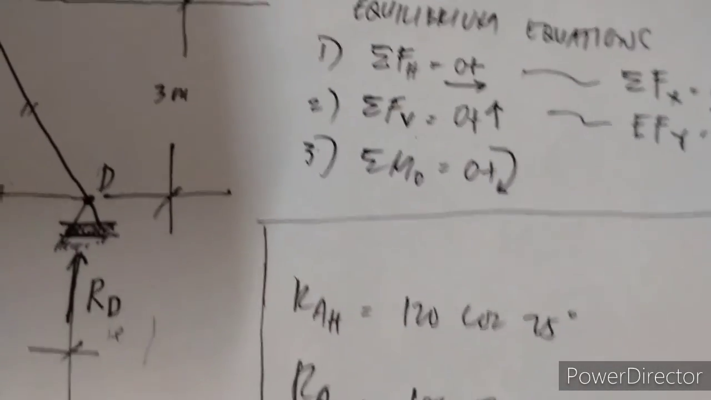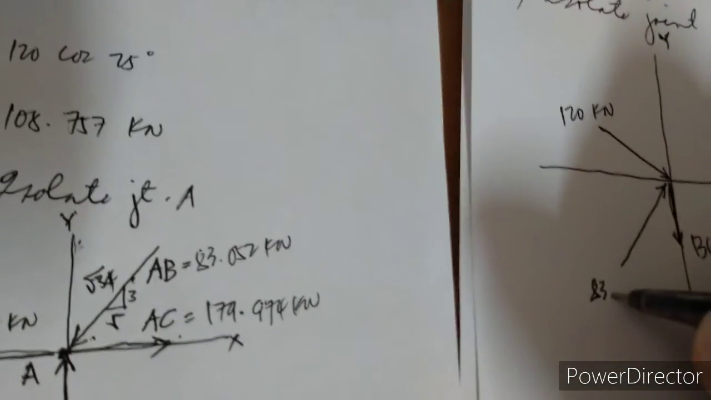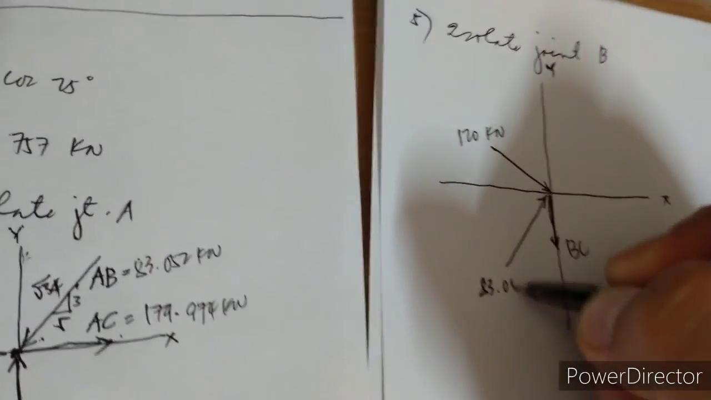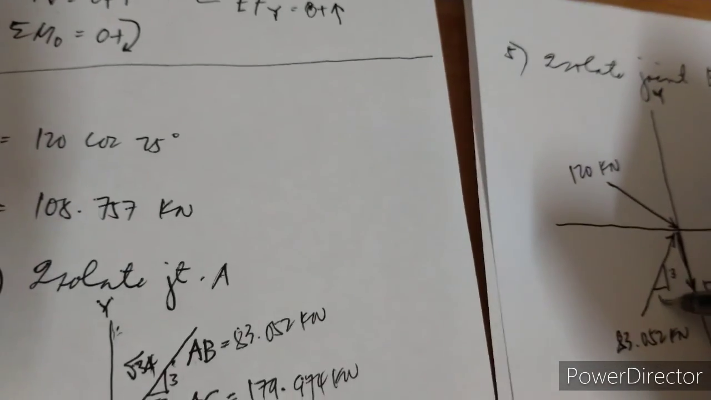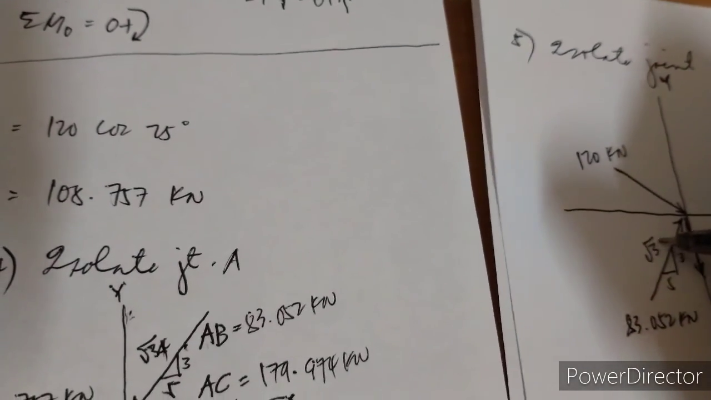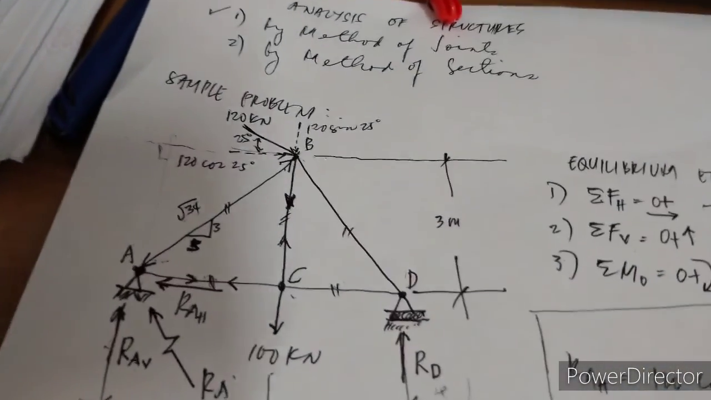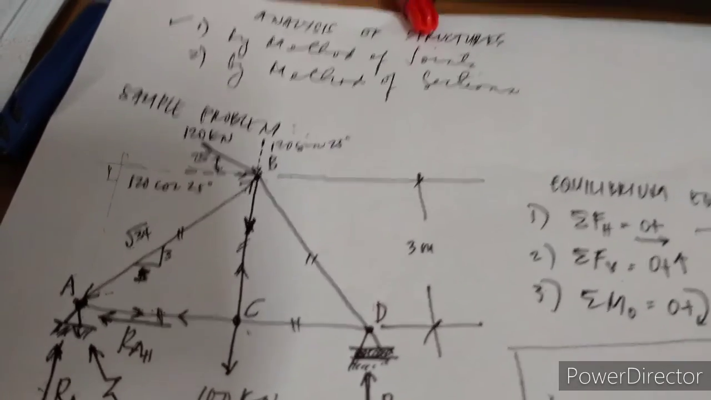AB is 83.052 kilonewtons, and the slope will still be 3.5 square root of 34. This will not change as we go through, okay, because that's the given slope angle.